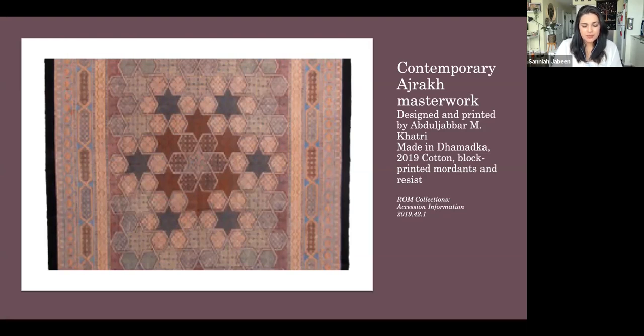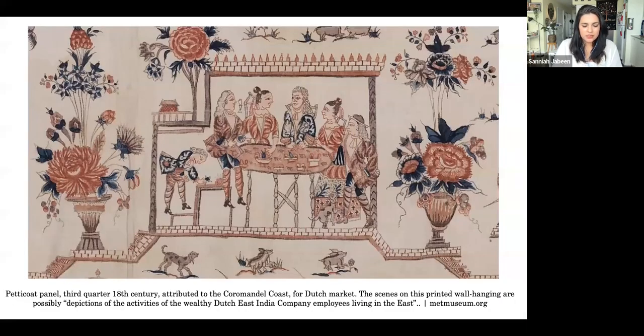For example, the famous chintz, a painted and printed cotton produced in India that was vastly popular worldwide in the 17th and 18th centuries, has patterns that were developed exclusively for the regions where it was exported. Patterns sent to Europe differed greatly from the patterns and color palettes of the fabric exported to Southeast Asia. For example, over here we have an image that depicts the activities of the wealthy Dutch East India Company employees living in the East, which was developed especially for the Dutch market.